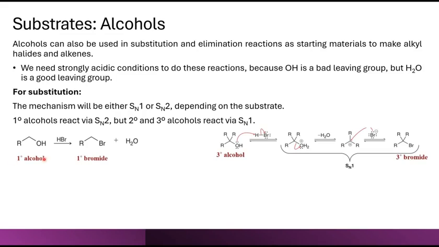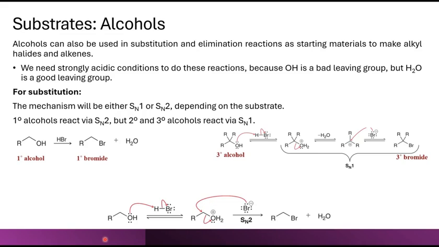So here is a primary alcohol, and under acidic conditions, we end up with a primary bromide and water. Water was the leaving group. Here's a tertiary alcohol. In terms of mechanism, note how the alcohol's oxygen lone pair attacks the H+ of HBr, resulting in water as a good leaving group, or the oxonium ion. Water will then leave, and now the carbocation can be attacked by the halide ion, resulting in a tertiary bromide.